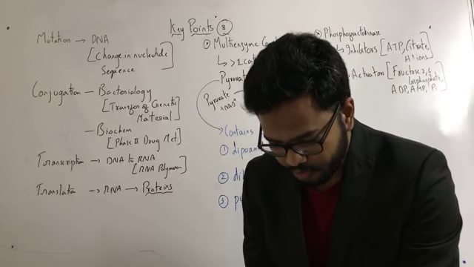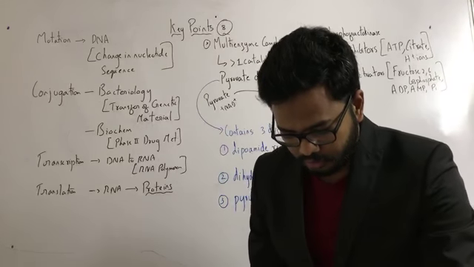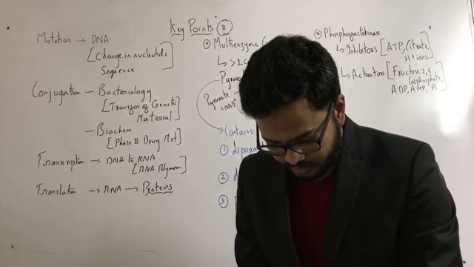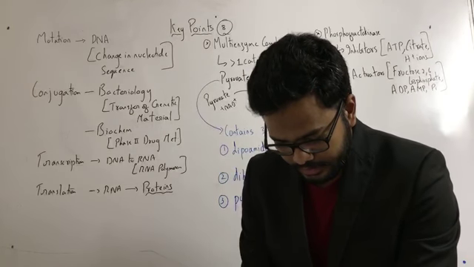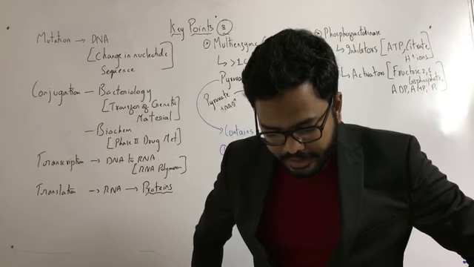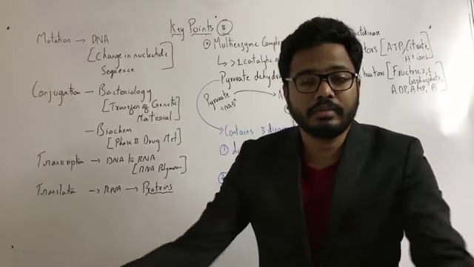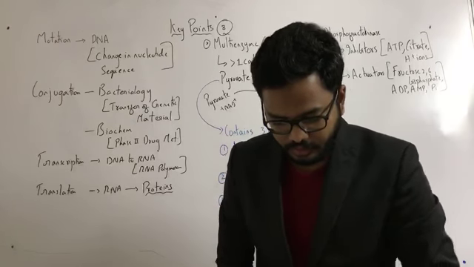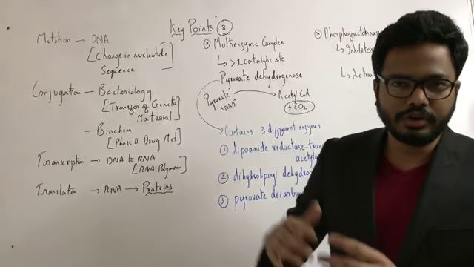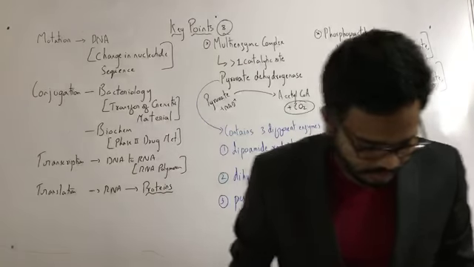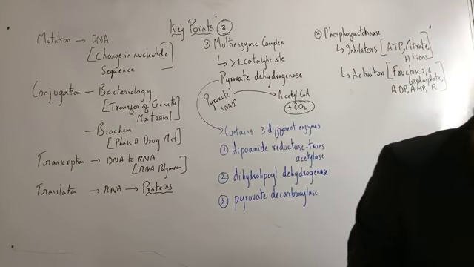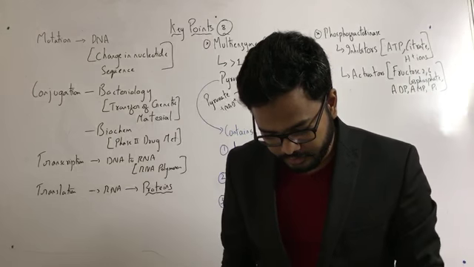Yes, we'll move on to the next question. The major sites of gluconeogenesis are: liver and kidney, brain, skeletal muscle, heart muscle. So these are the four options. What are the major sites of gluconeogenesis? The new formation of glucose from different sources altogether.